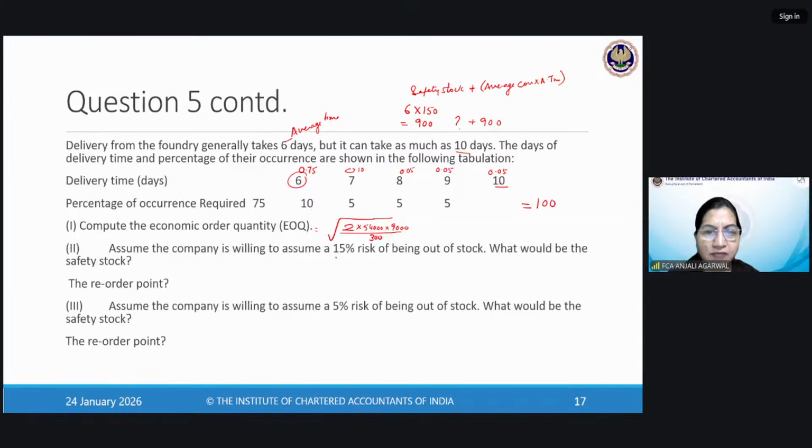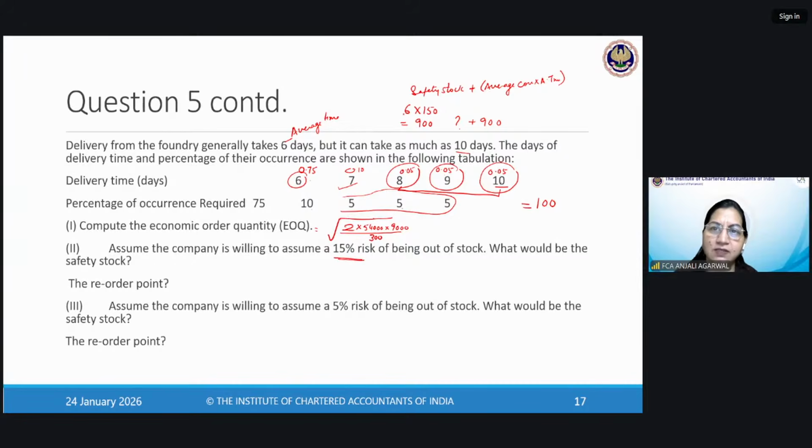Now he's saying, assume that the company is willing to take 15% risk. 15% risk means not being prepared for the 10th day, not being prepared for the 9th day, and not being prepared for the 8th day. So you are taking risk for these 3 days. What if it takes 8 days, 9 days, 10 days? That means you are not covering 5, 5, 5. These 3 scenarios, you are taking the risk, 15%. That means you want to prepare yourself for the 7th day, that delivery might take 7 days. So you keep a safety stock of 1 day.